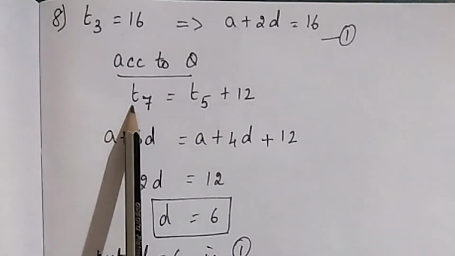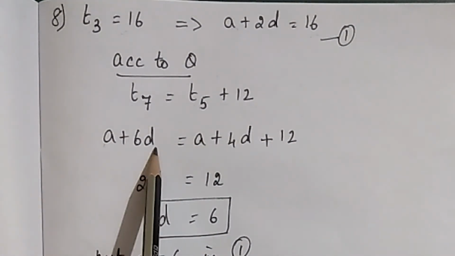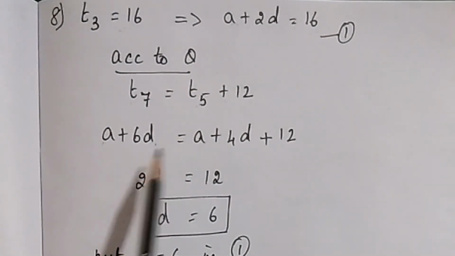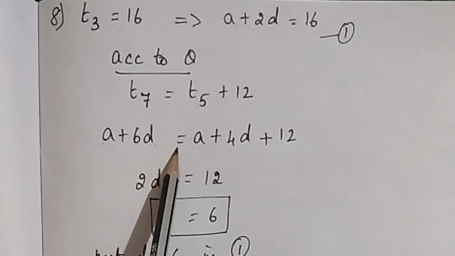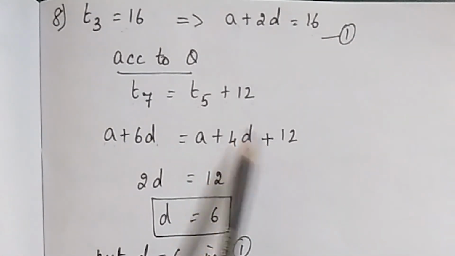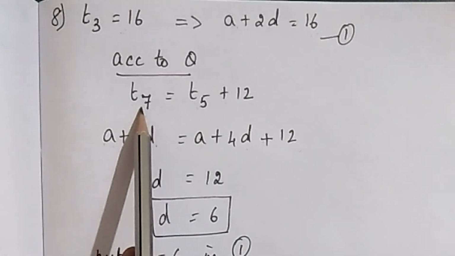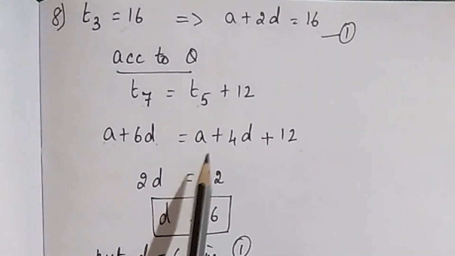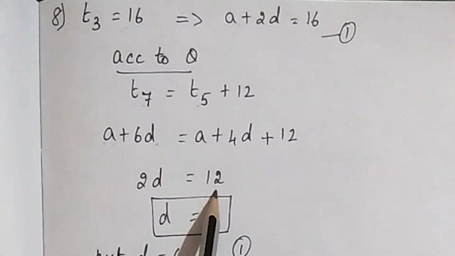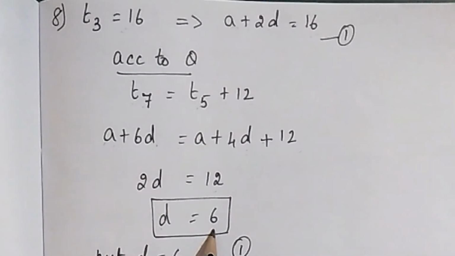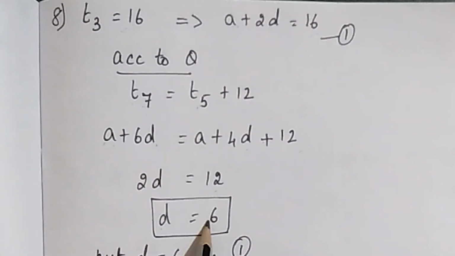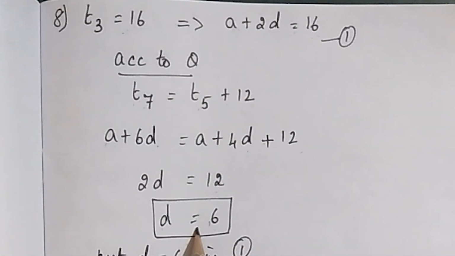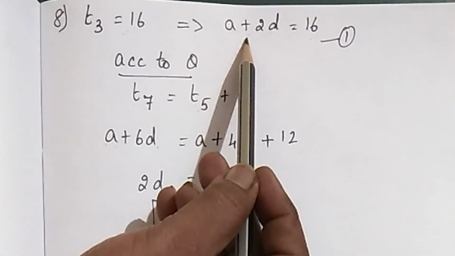Now, seventh term A plus 6D. Fifth term A plus 4D. Okay. Now, you write A plus 6D is equal to A plus 4D plus 12. That is, the seventh term exceeds the fifth term by 12. Now, you will get 2D is equal to 12. D is equal to 6. You got it. Now, put this value, D is equal to 6, in equation 1.